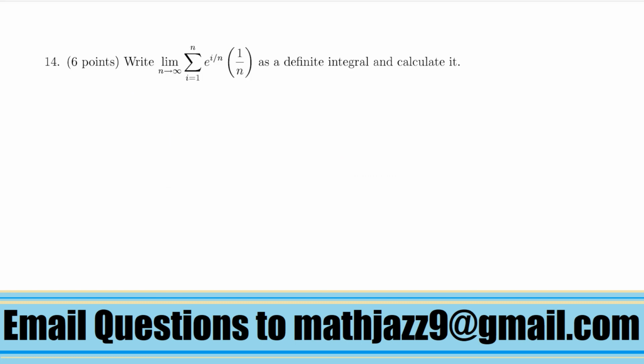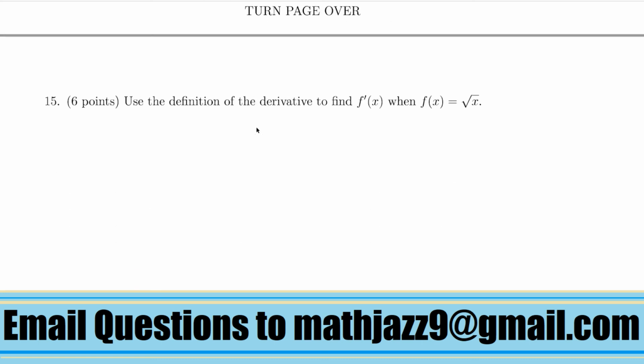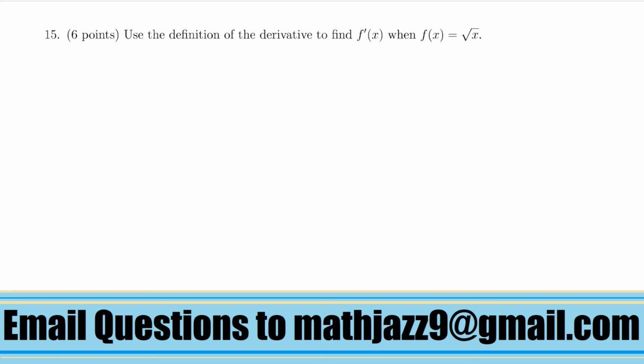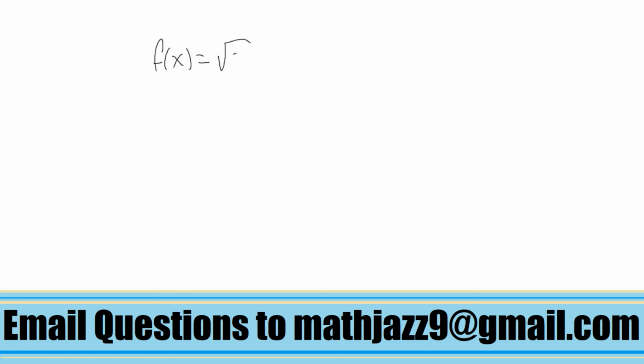Okay, so going on to our next question. Use the definition of derivative to find f prime when f of x equals the square root of x. So f of x equals the square root of x. f prime of x equals the limit as h goes to 0 of f of x plus h, that's going to be square root of x plus h, minus f of x, that's square root of x, over h.